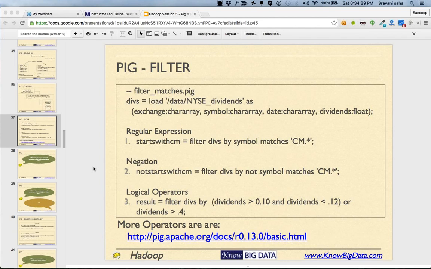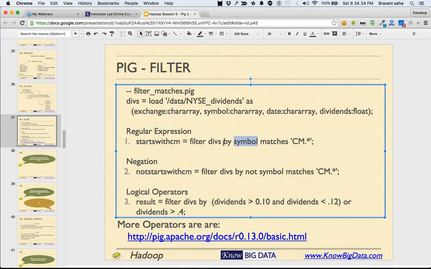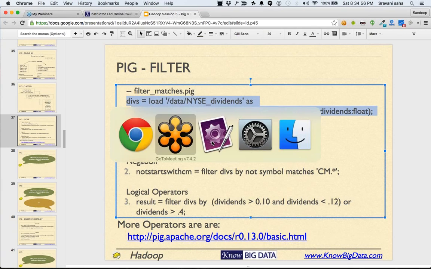Now, coming back to the point we are talking about right now. If we want to only keep certain records out of the total data set, we can say filter that particular data set, whatever here we have divs, and then we are saying symbol matches CM.*. That means we will get only the data that is matching here. Now let me SSH.